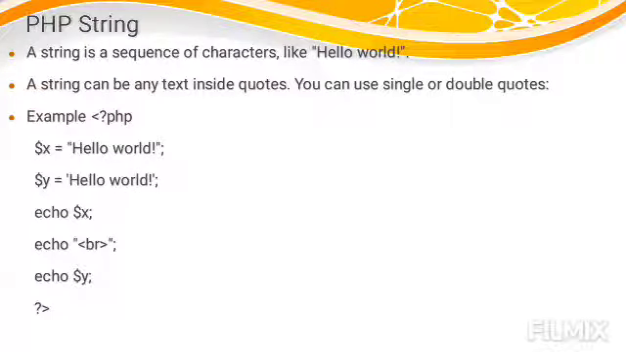PHP strings. A string is a sequence of characters enclosed with double quotes or single quotes. For example, we can write hello world in double quotes. It's treated as a string. Then that value is assigned to a variable. Suppose $x. The $x will be treated as a string variable.